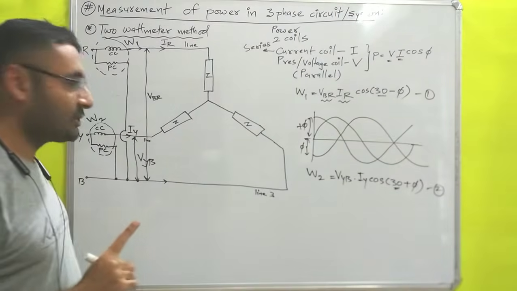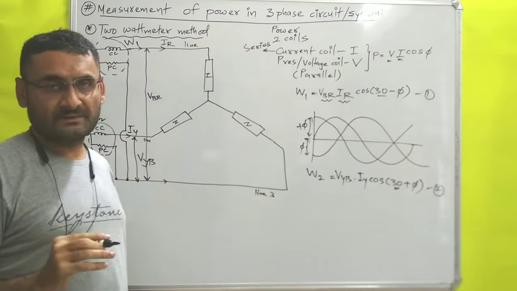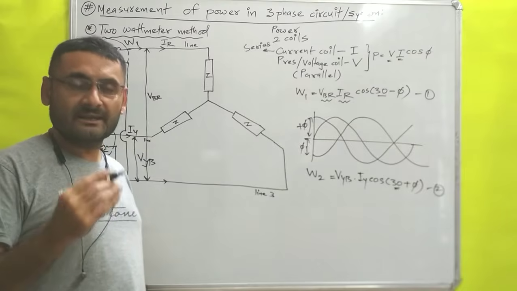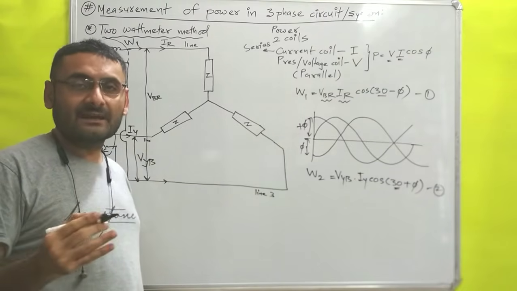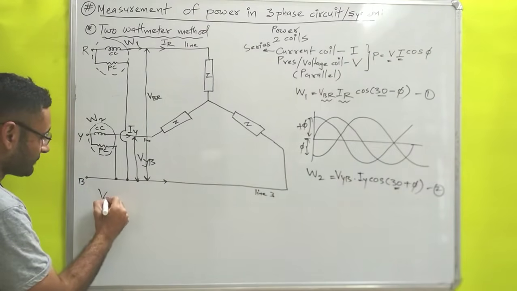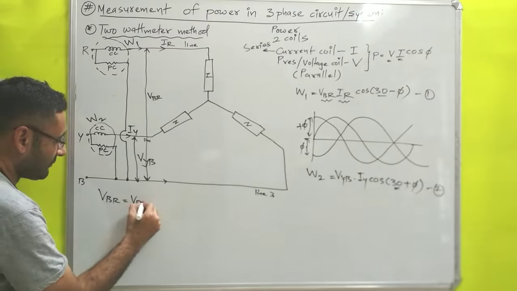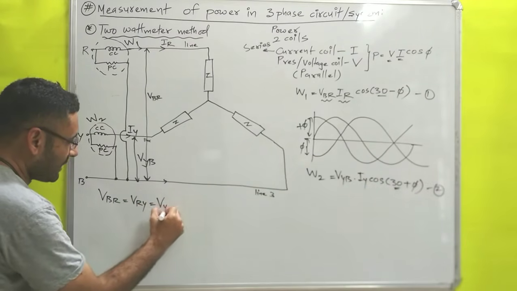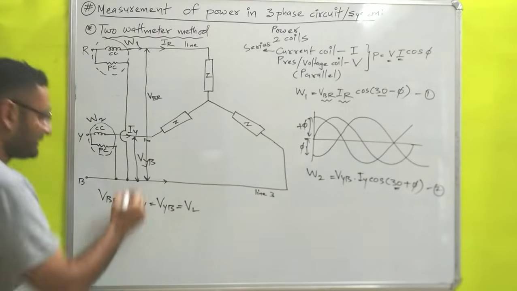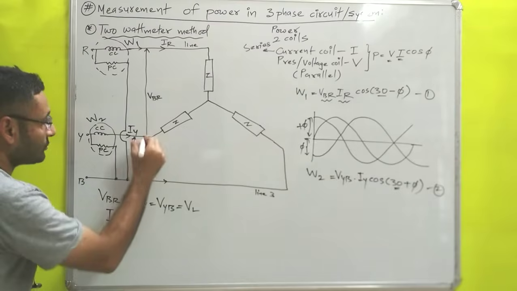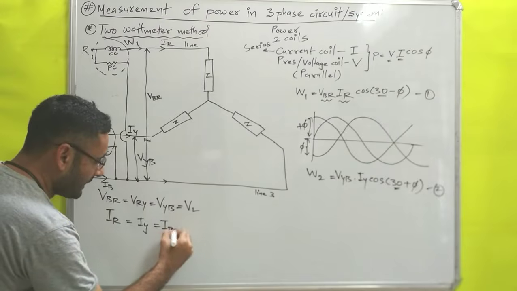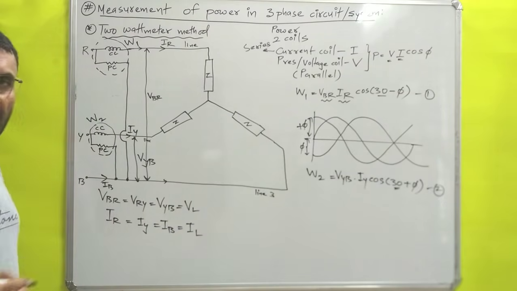Now here we are talking about a balanced system, and you know very well that for a balanced system, whatever line voltages are there, they are the same, and whatever line currents are there, they are also the same. So over here the line voltages are VBR equal to VRY equal to VYB. All the line voltages are the same, equal to VL, and all the line currents, like IR, IY and IB, are the line currents. All line currents would be the same, equal to IL.